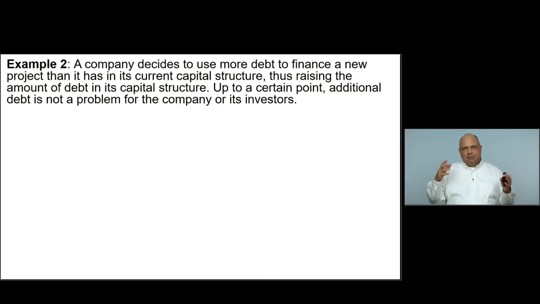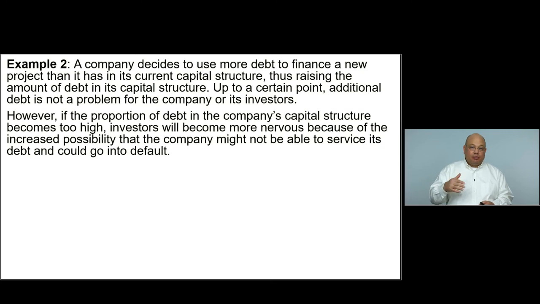The second example, a company decides to use more debt to finance a new project than it has in the current capital structure, thus raising the amount of debt in its capital structure. Up to a certain point, additional debt is not a problem for the company or its investors. However, if the proportion of debt in the company's capital structure becomes too high, investors will become more nervous because of the increased possibility that the company might not be able to service its debt and could go into default.